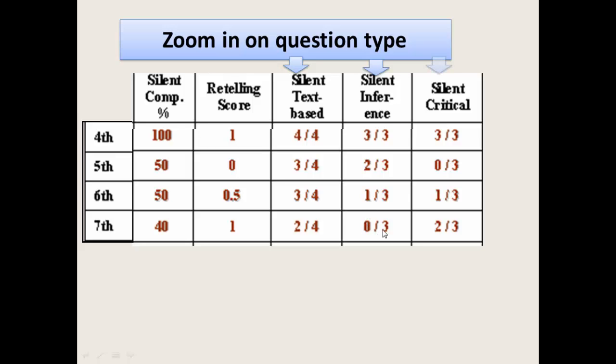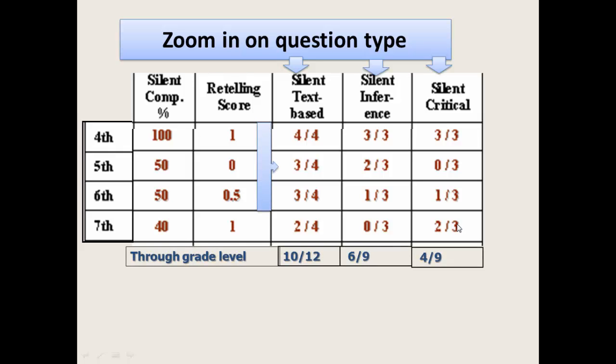So that takes us to the critical response items. 3 of 3. But look at this. 5th grade, 0 of 3, 1 of 3, and now 2 of 3. So if we combine those, we're looking at 10 of 12, or 83%. 6 of 9, we know that's 67%. 4 of 9 is 44%. So critical response here has a question mark.